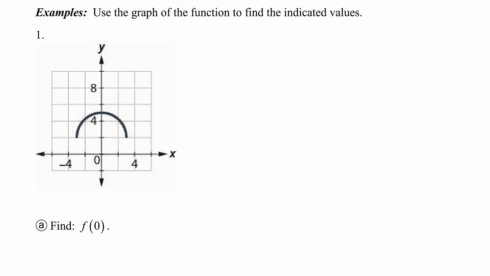We're continuing our work with using graphs of functions and function notation to find values of a function. Take a look at this example that we've got here. Looks kind of like half of a circle to me. It's definitely a function. It does pass the vertical line test. If you recall, we had a full circle before as an example, and that was not a function.